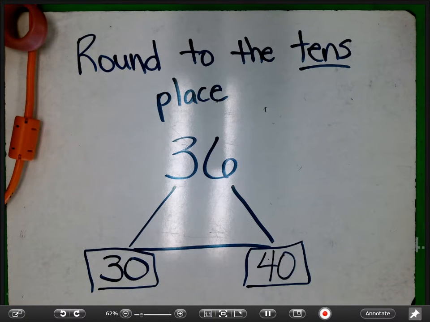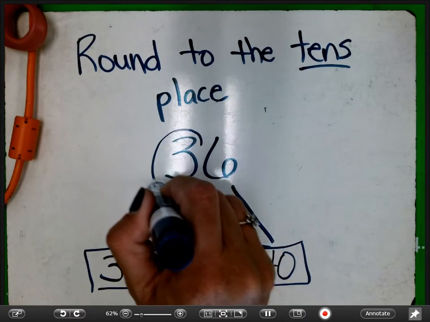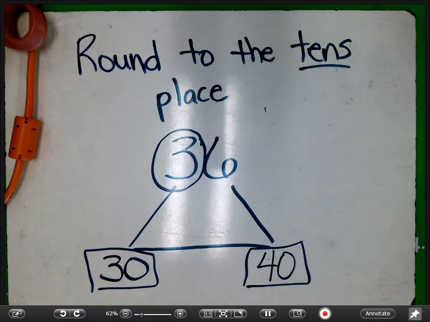Okay, now how do we know? Is it 30 or 40? 40. How did you know? You can tell me the answer, but I need to understand how you got it, because if I can't understand how you got it, I might not be able to do it. 5 to 9. Okay, so I'm going to circle the tens place. This number is trying to decide, do I stay the same or do I get bigger?